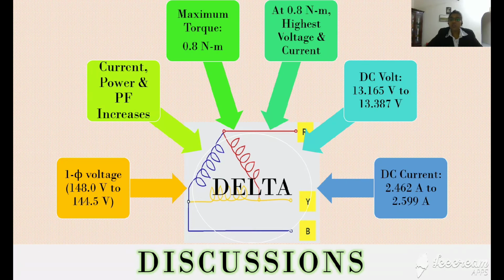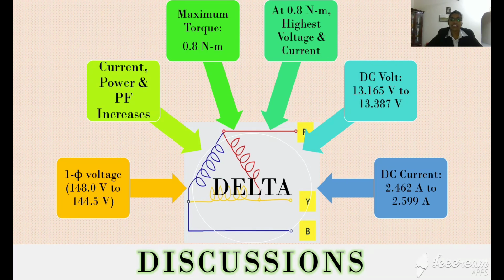Whereas the readings for armature for both voltage and current were in the range of 13.165 volt to 13.387 volt. And for the DC currents, we can see that the values obtained were in the range of 2.462 ampere to 2.599 ampere respectively till it reaches the maximum torque. Once the motor reaches the pull out situation, the voltage and current at the armature escalate to 16.621 volt and 3.306 ampere respectively.